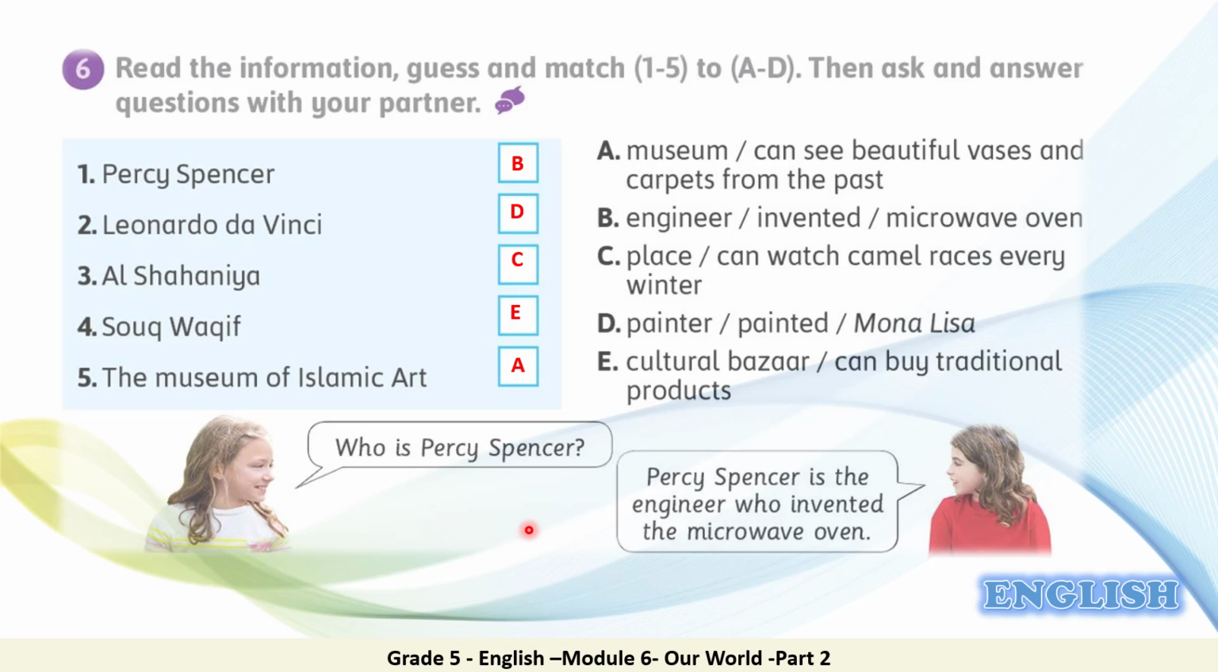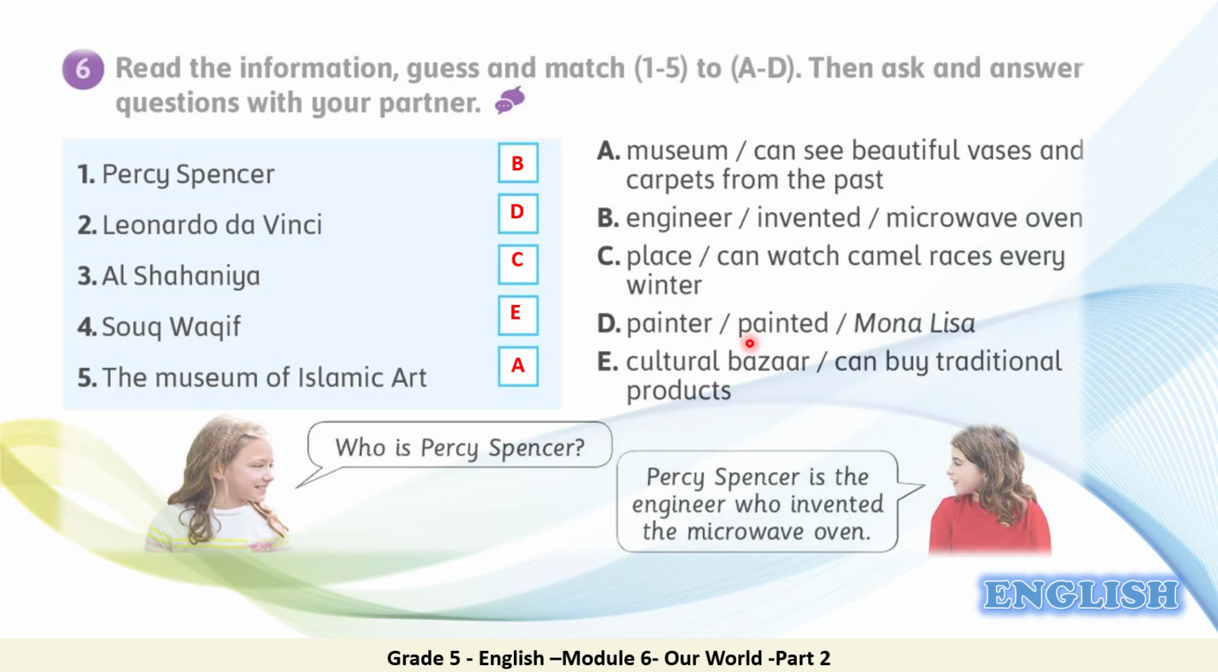Let's read this conversation. Who is Percy Spencer? Percy Spencer is the engineer who invented the microwave oven. So we asked about the person, and here we made a sentence giving information about him using the relative pronoun who. We need to do the same with the other names and places over here. And we have the information here.